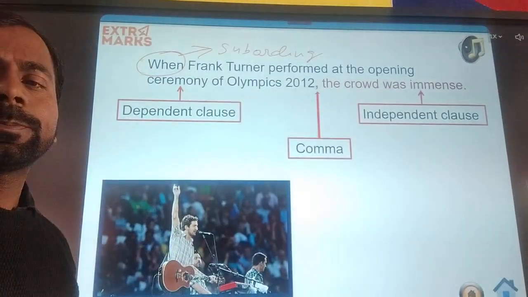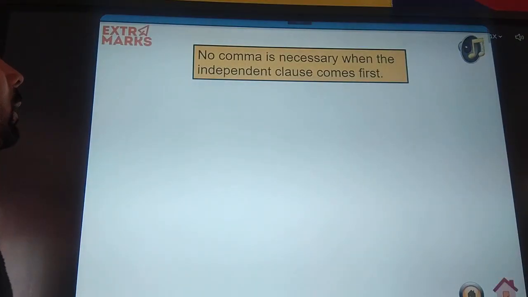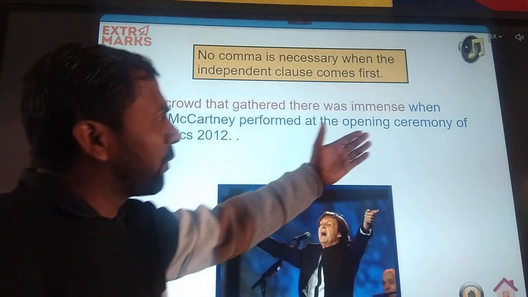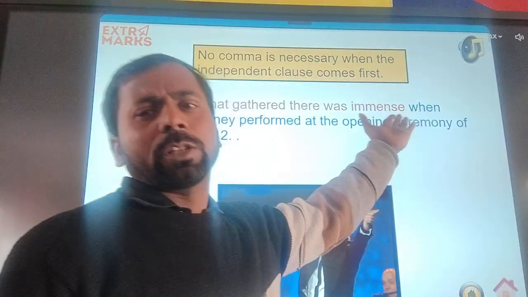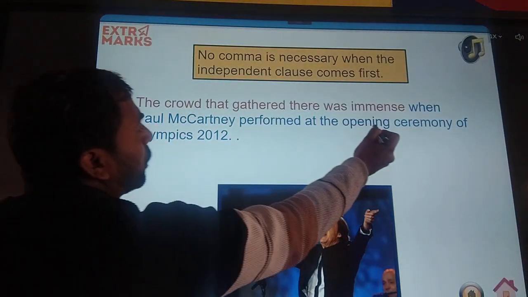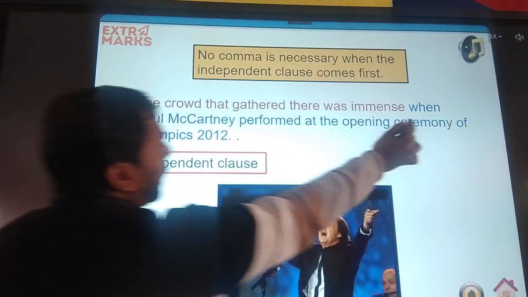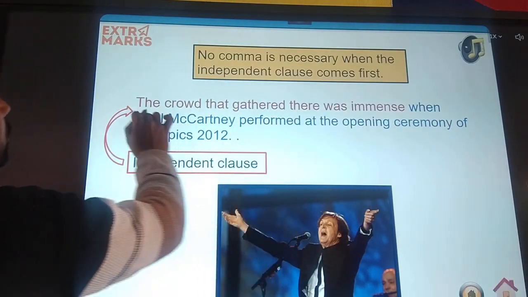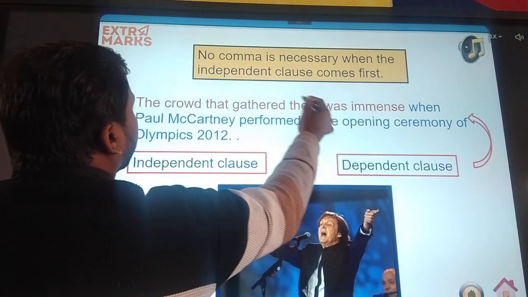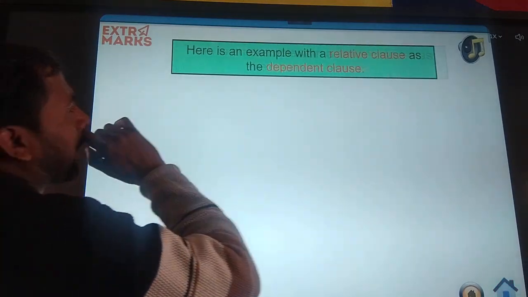Next, no comma is necessary when the independent clause comes first, like this. You can see here the word when, so there is no need of the comma. And here the conjunction word, when, is used. So your independent clause will be highlighted in red, like the crowd part.